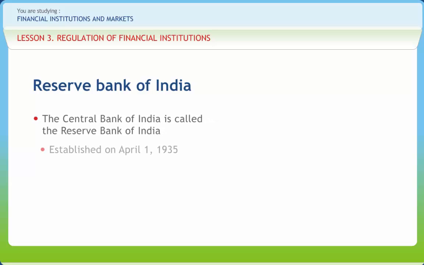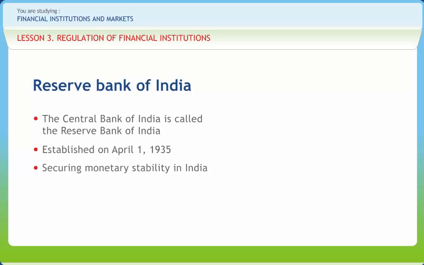The Central Bank of India is called the Reserve Bank of India. It was established on April 1, 1935 in accordance with the provisions of the Reserve Bank of India Act 1934 with a view to organize the financial framework and facilitate fiscal stability in India. RBI plays the most important role in securing monetary stability in India and operates the currency and credit system of the country. RBI is responsible for implementing, formulating and monitoring the monetary policy of India.